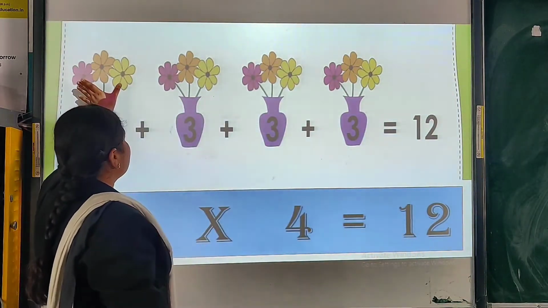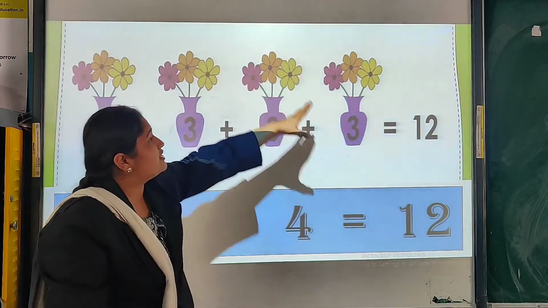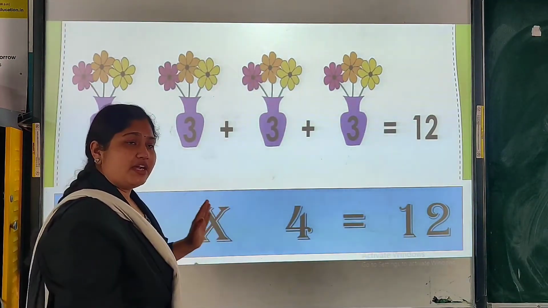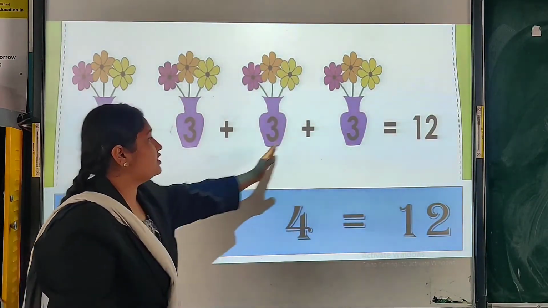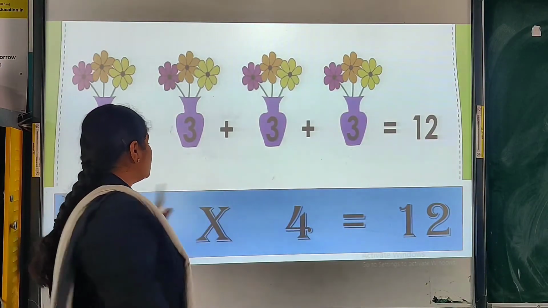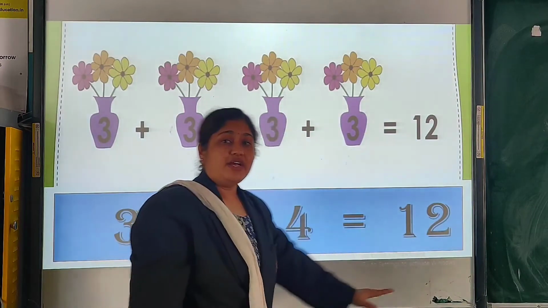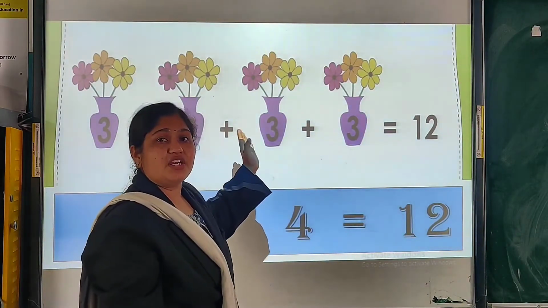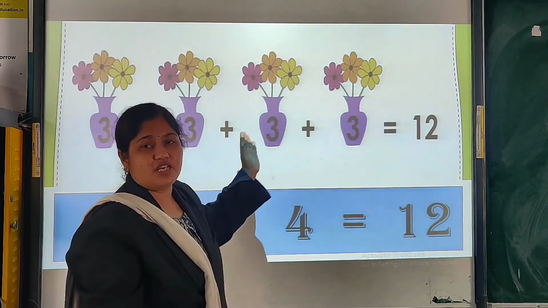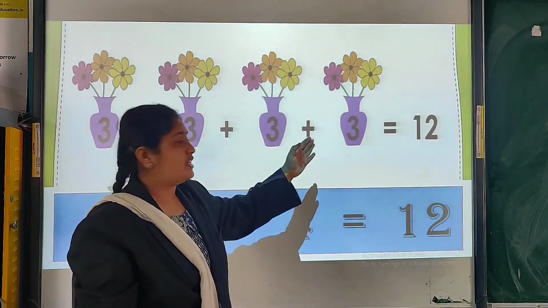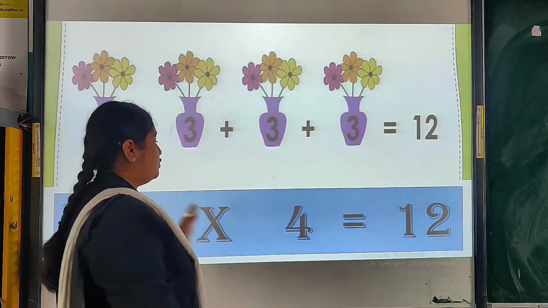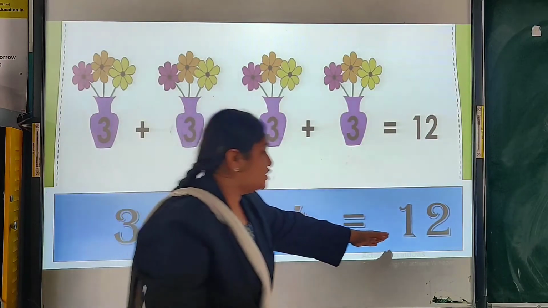Now, how many flowers? 3. See, there are 3 flowers. And how many flower vases, dear students? 1, 2, 3, 4. How many? 4. So, 3 multiplied by 4 is equal to 12, right? Instead of doing this addition, repeated addition, 3, then plus 3, plus 3, instead of that, you can easily multiply this 3 by 4, and the answer will be 12.